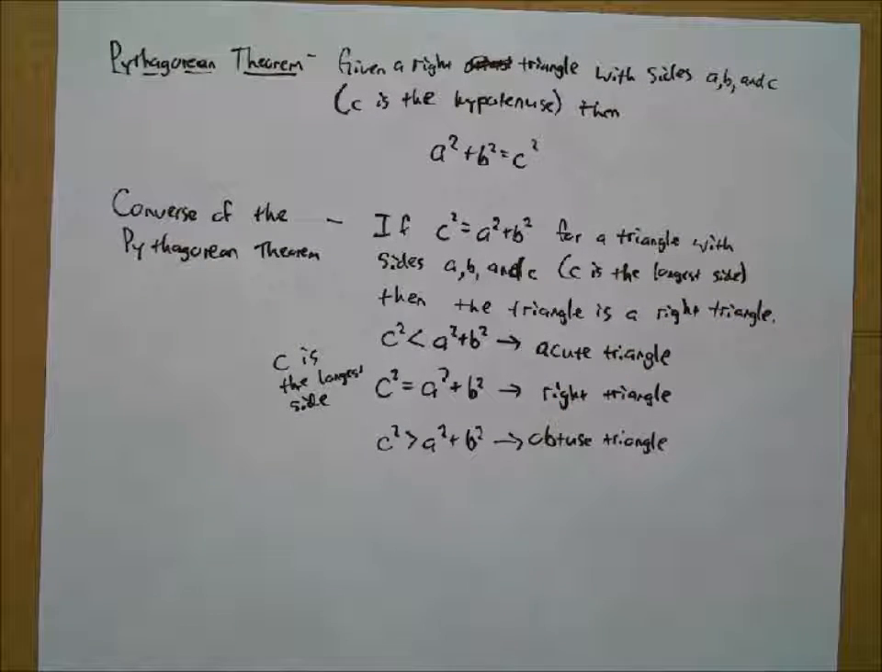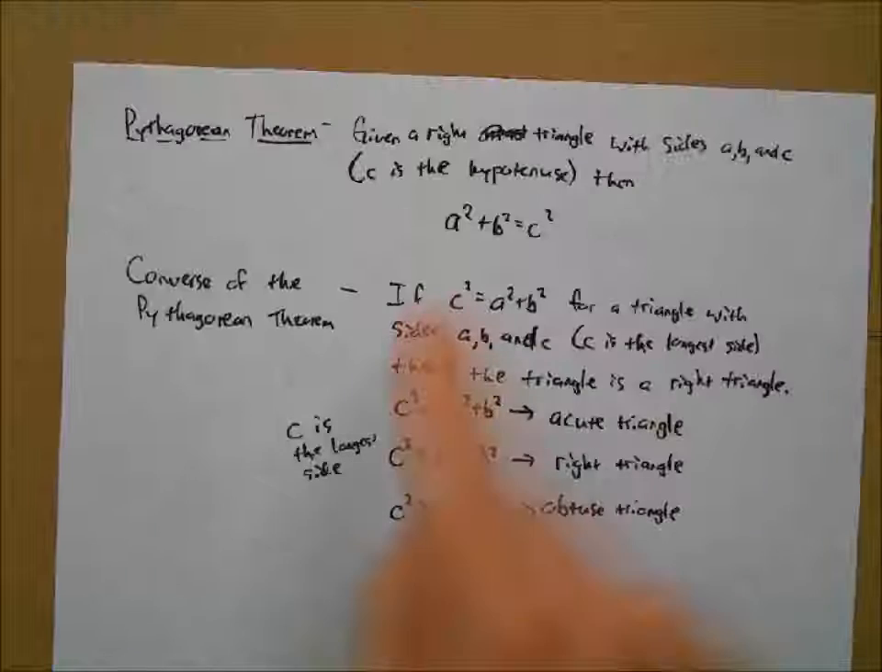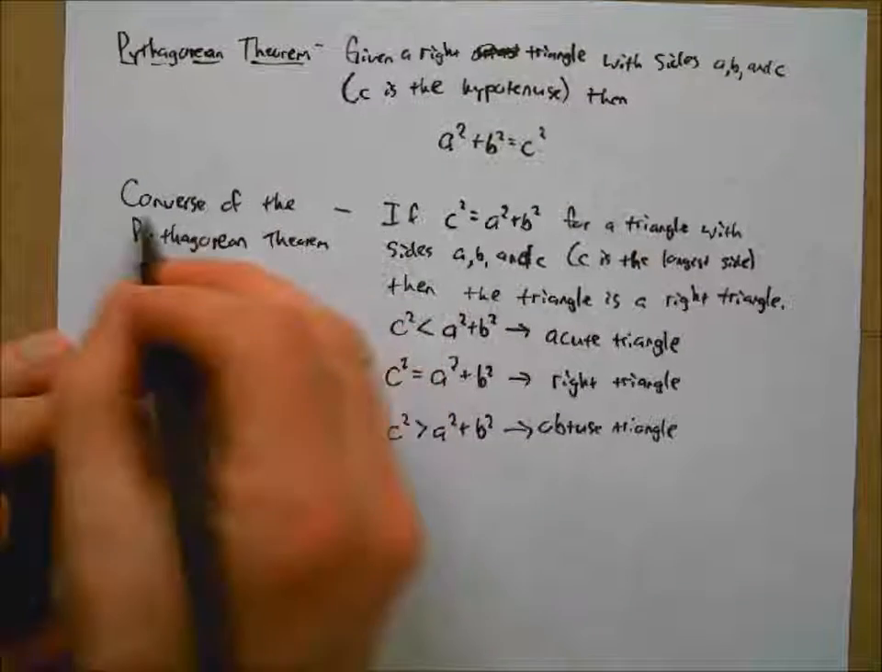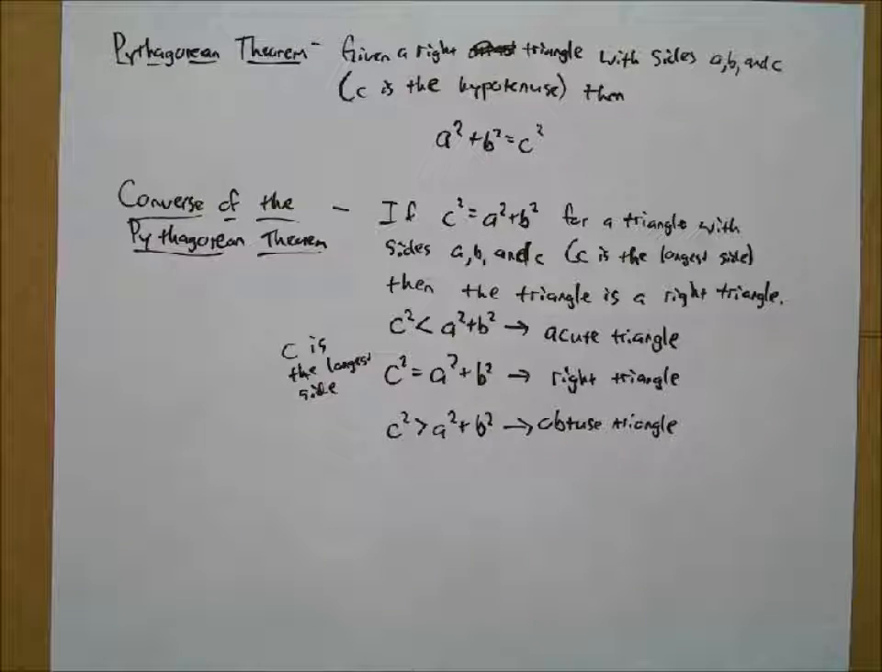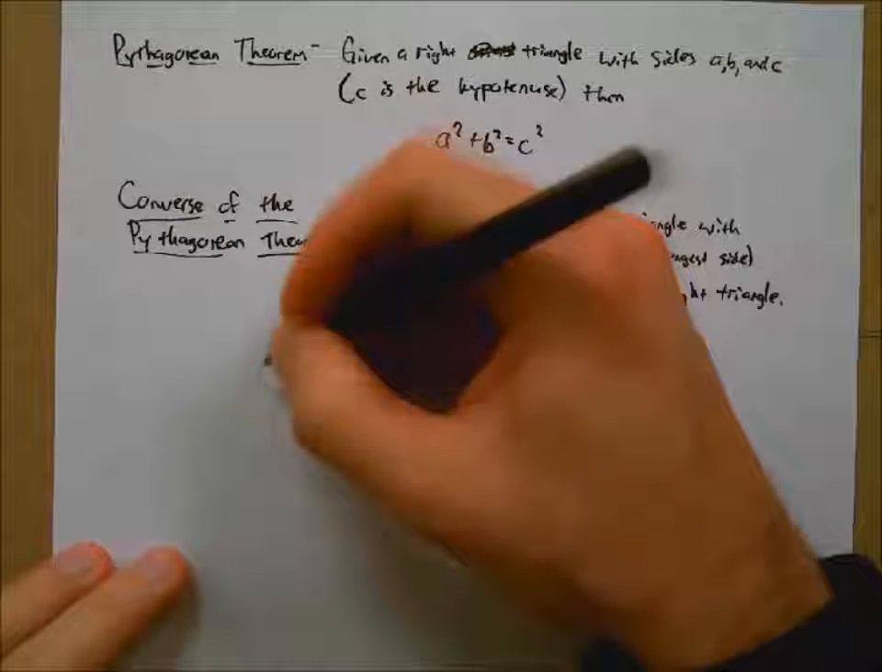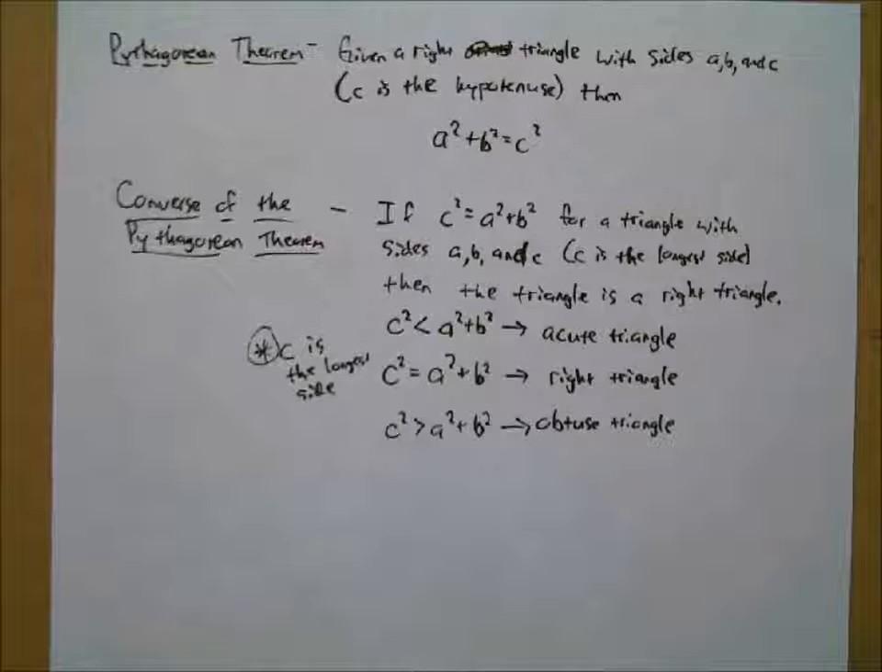Okay? So the converse of the Pythagorean theorem gives us a different way to go with it. The Pythagorean theorem relates all three sides of a single triangle, but the converse allows us to take that relationship, c squared equals a squared plus b squared, and use it not only to identify right triangles, but also acute and obtuse. The key here, please don't miss this, is that c is the longest side. So please make sure you use that longest side.